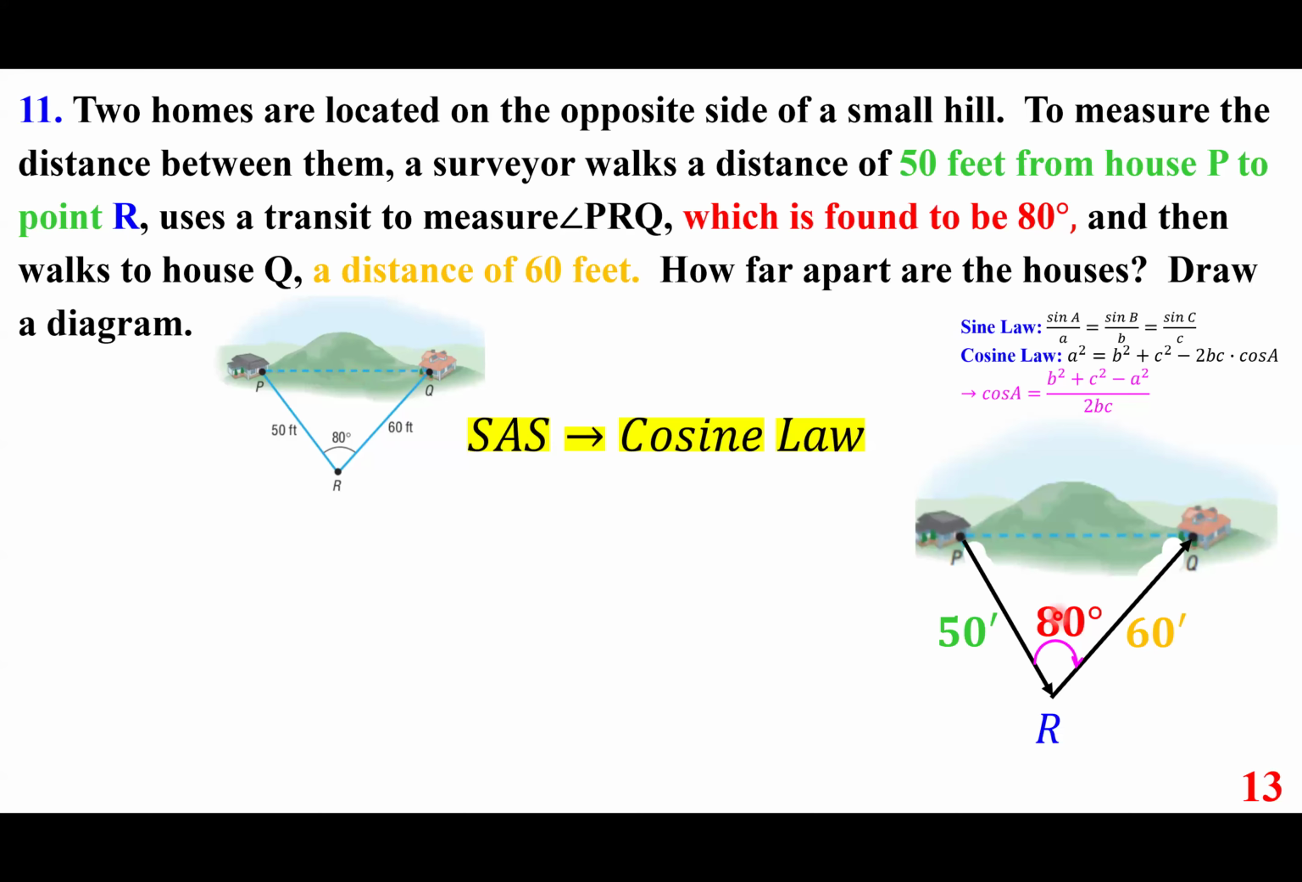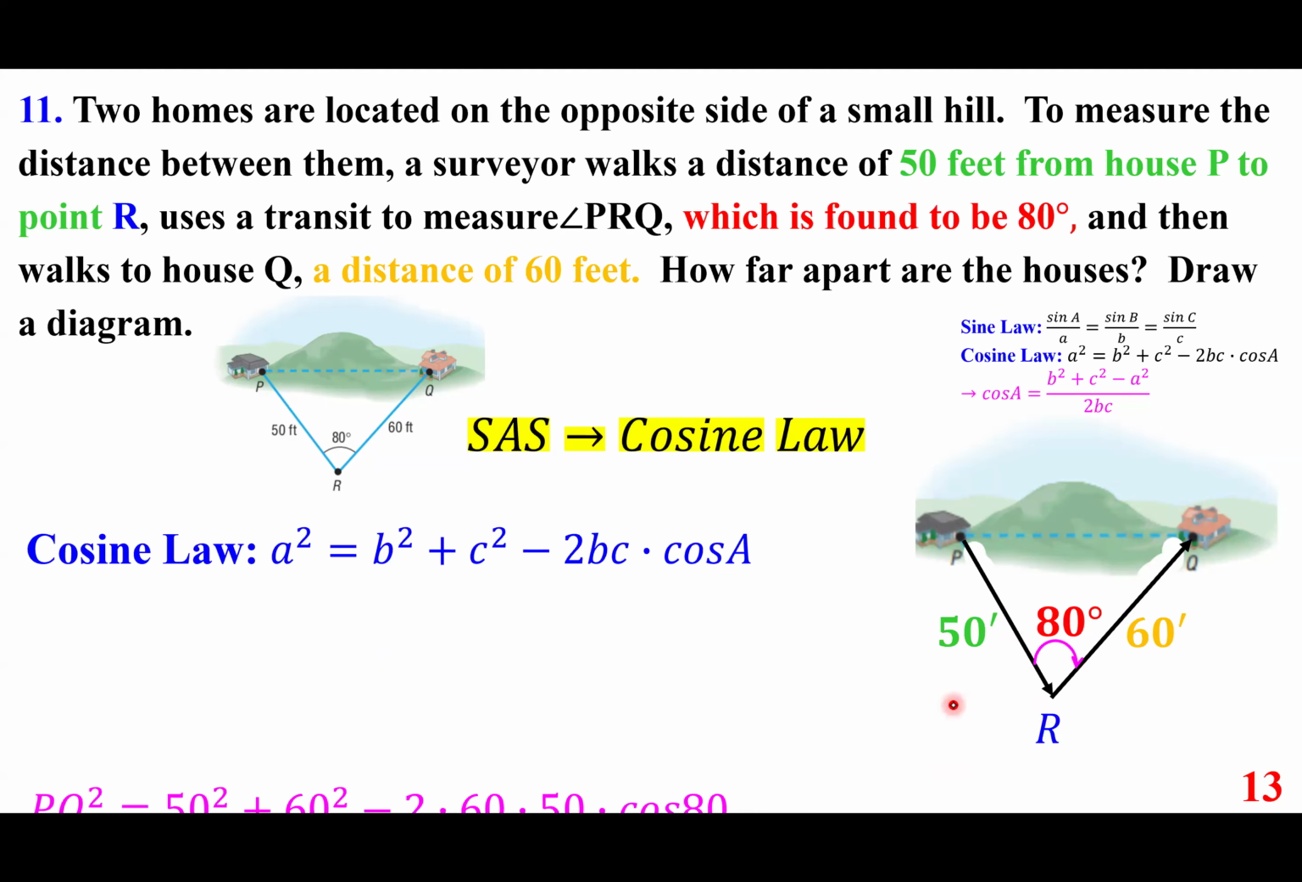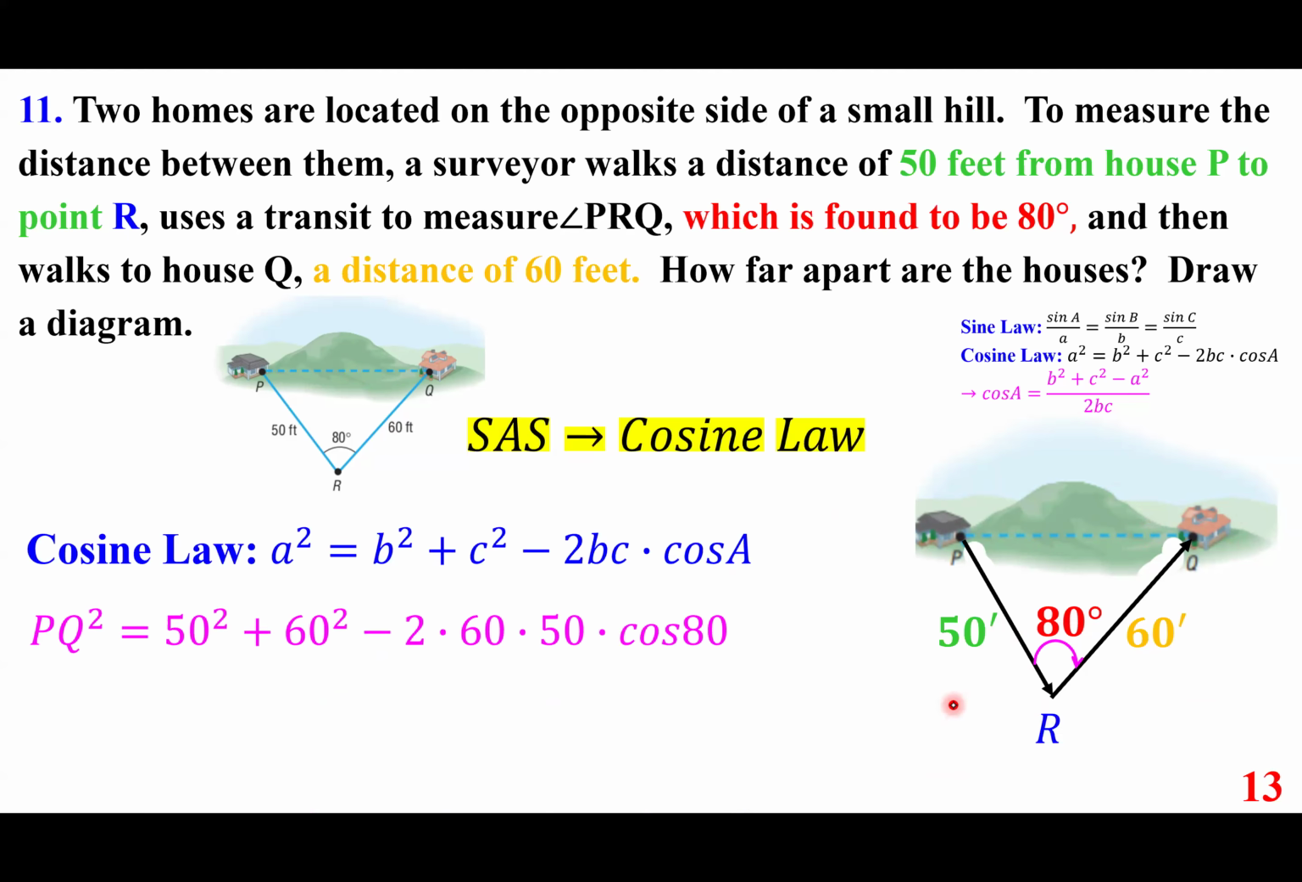Because two sides and the included angle, side angle side, is given, and we want this distance, we can use the cosine law, which obviously says a squared equals b squared plus c squared minus 2bc cosine a. So this distance, PQ squared, is 50 squared plus 60 squared minus 2 times 50 times 60 times cosine of 80. And you put that into a calculator, you get PQ squared is 5058.11. You take a root, and PQ becomes 71.12 feet roughly.